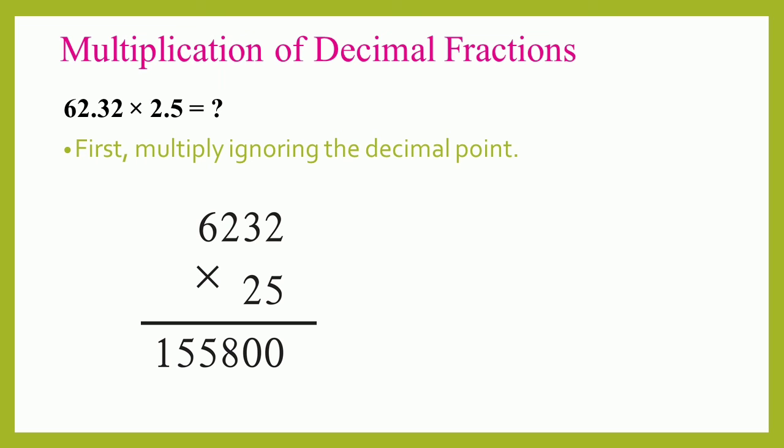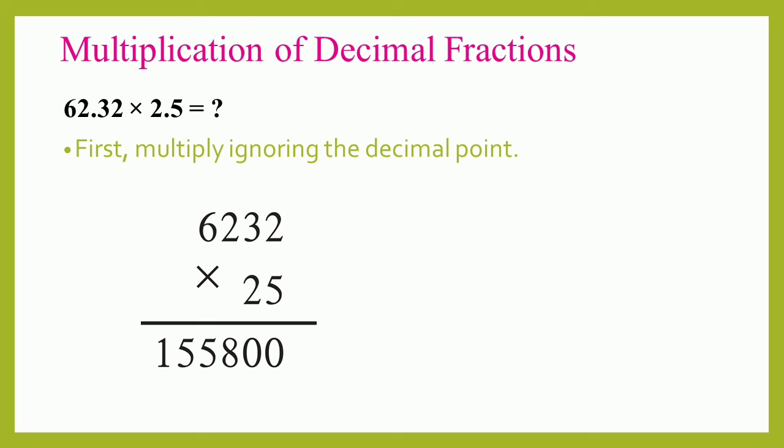Let's see the next topic, multiplication of decimal fractions. This is the same as multiplication of common numbers, with a little bit of difference. So, 62.32 into 2.5 is equal to how much? The first step is to multiply the given numbers ignoring the decimal point.